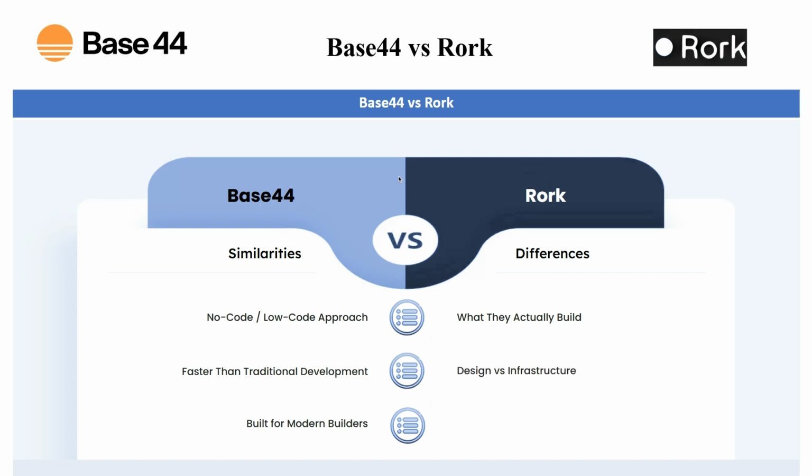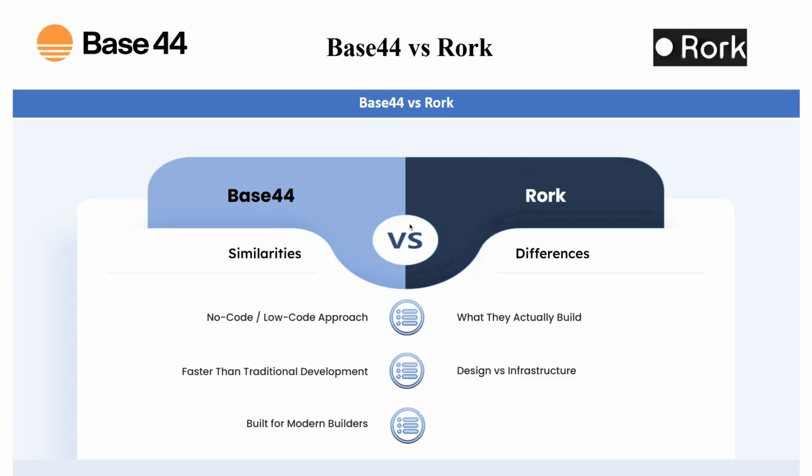The next point we have is design versus infrastructure. Rork emphasizes visual creation of the product itself. You interact with UI elements and workflows. Base44 emphasizes backend systems, data, logic, and structure. So if your priority is user interface building, Rork wins, and if your priority is backend architecture, Base44 makes more sense.